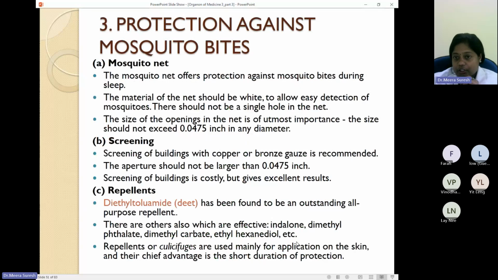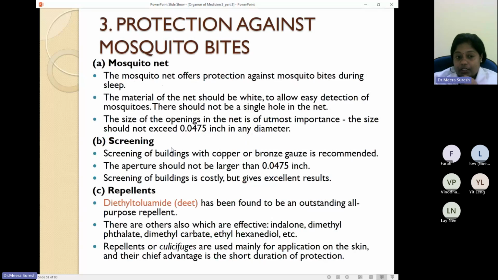So we learned the anti-larval measures to control the mosquito, the anti-adult measures, and then we go to how to protect ourselves from mosquito bites. The best method is using a mosquito net. The material should be white in color so that we can identify mosquitoes very easily. There shouldn't be any single hole, and there is a size for the holes in the mosquito nets. It should not exceed 0.0475 inch. I'm not going to ask you that question.